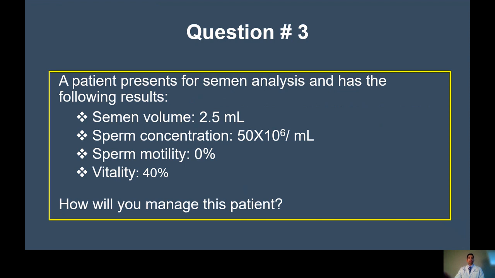Let's move to clinical question number 3. We have a patient who has a semen analysis that shows normal volume at 2.5 milliliters, normal sperm concentration at 50 million, 0% sperm motility, and a vitality of 40%.